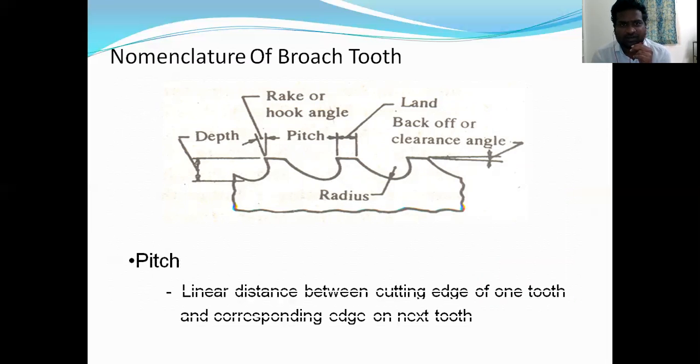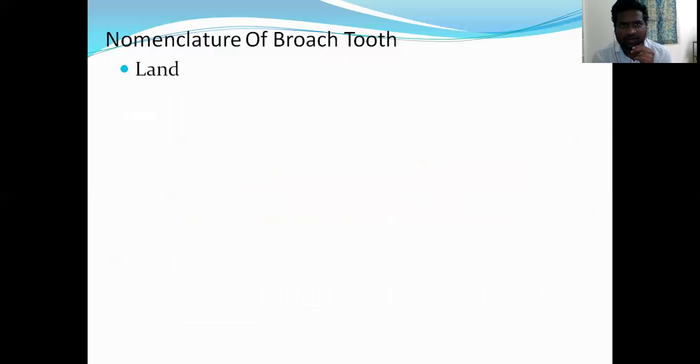So nomenclature of broach tooth. Here the broach tooth has this, which is called the radius, and the distance between the two cutting edges is called pitch, and this is the rake or hook angle, and this is the depth of cut, and this is the land. This space is called a land, and here is the back of clearance angle. So pitch is the linear distance between the cutting edge of one tooth and the corresponding edge on the next tooth, that is called pitch.